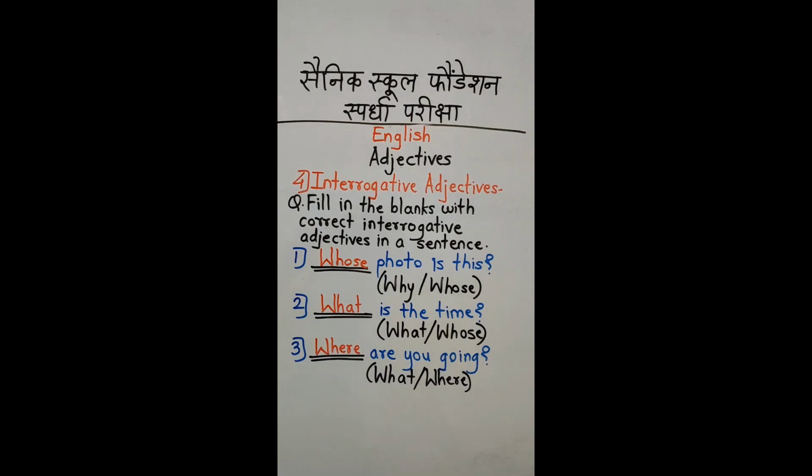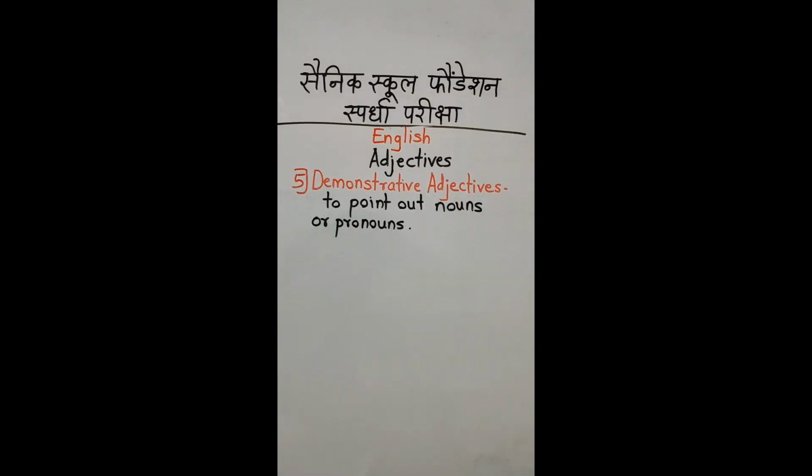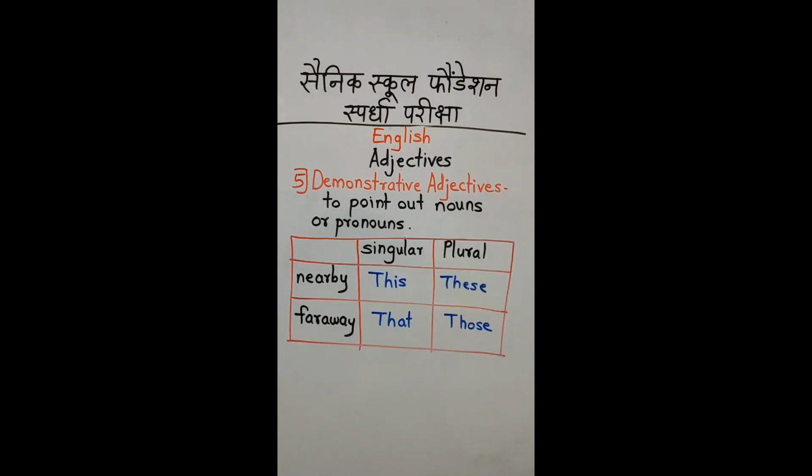Now we will learn the fifth type of adjective, that is the demonstrative adjective. Demonstrative adjectives are used to point out nouns or pronouns in a sentence. And these words are always used before the nouns which they are referring to in a sentence. There are four demonstrative adjectives, that is this, that, these, those. Let us see how we can use these adjectives in a sentence.